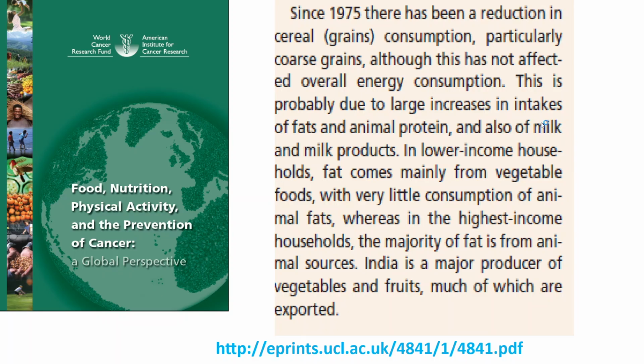I read out: since 1975, there has been a reduction in cereal consumption, particularly coarse grains. Although this has not affected overall energy consumption, this is probably due to large increases in intakes of food and animal protein and also of milk and milk products. In lower income households, fat comes mainly from vegetable foods with very little consumption of animal fats, whereas in the highest income households, the majority of fat is from animal sources. India is a major producer of vegetables and fruits, much of which are exported. Now, the next page, there is virtually no Indian diet. That's what is mentioned in that book.